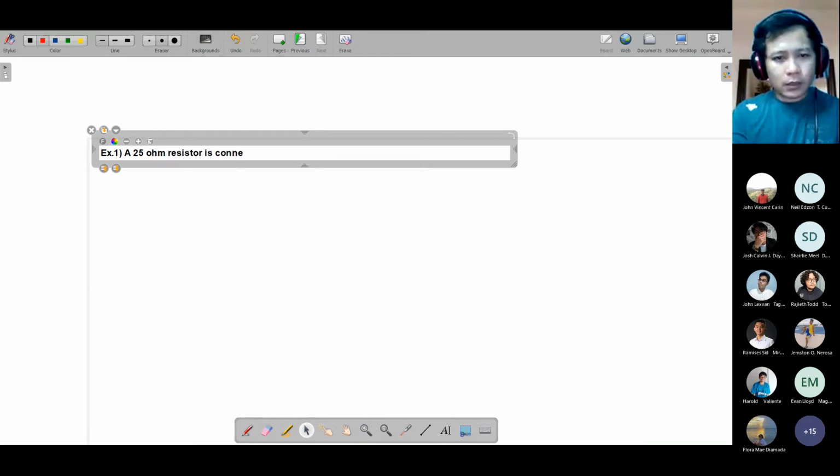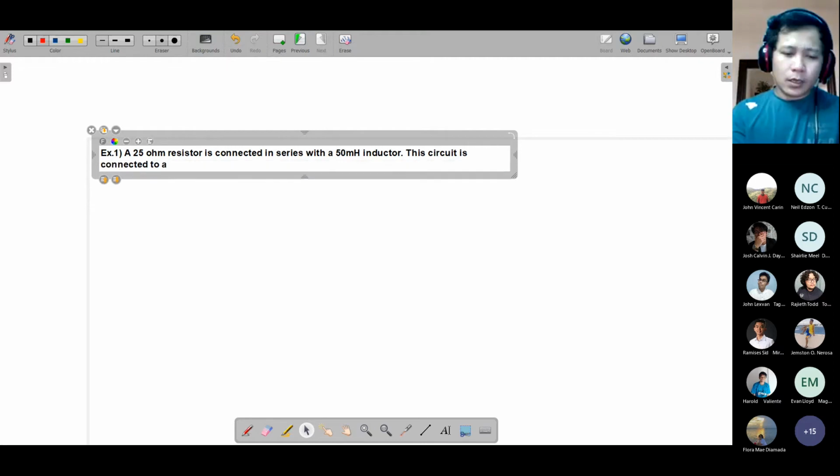Connected in series. Let's say 50 millihenry inductor. This circuit connected to, let's say, 120 volt, 50 hertz.